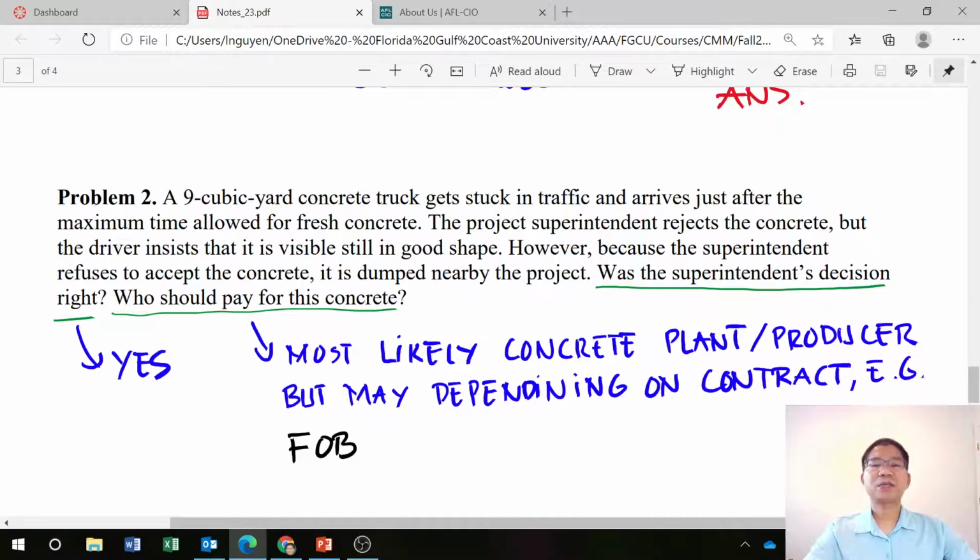The superintendent, as you can see, makes sense. He's right, because it arrived just after the maximum time allowed for the fresh concrete to ensure the project quality. It doesn't meet the specification. In this case, he or she, the superintendent, has a right to refuse to receive the concrete and place it on the project. Who should pay for this concrete? Typically, mostly the concrete plant or producer, but it may depend on the contract, just like I said earlier.